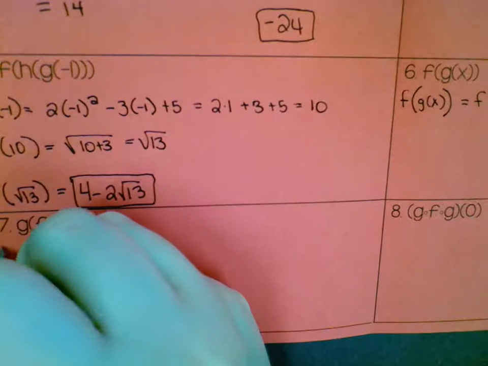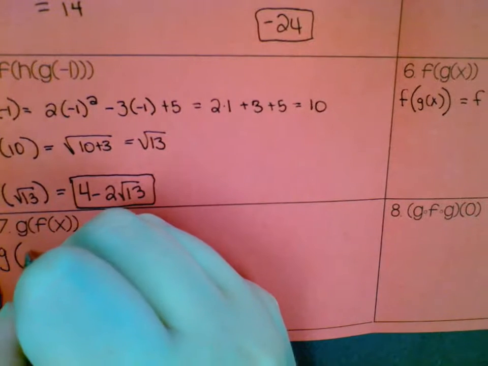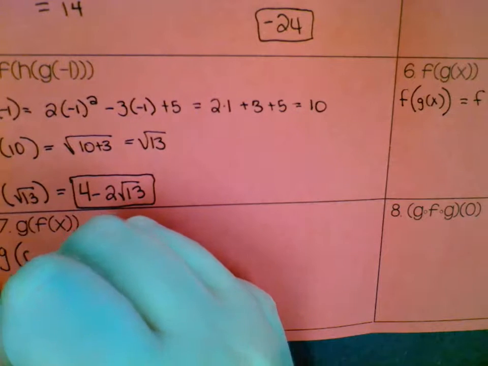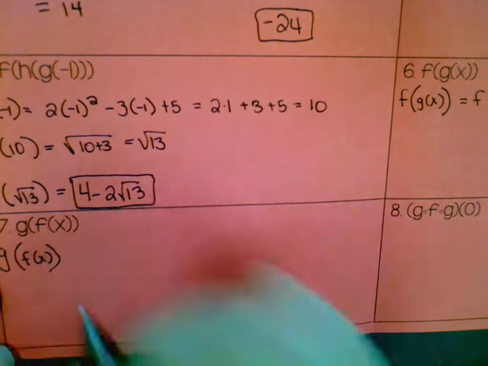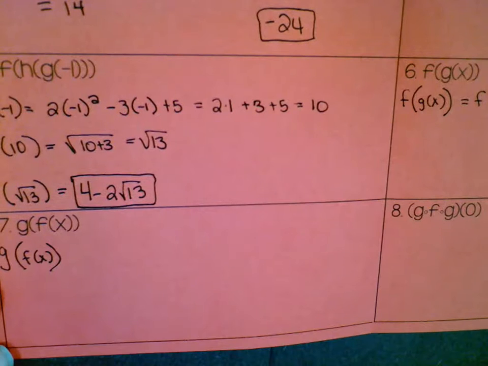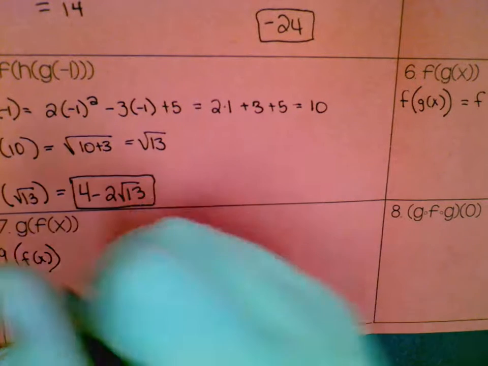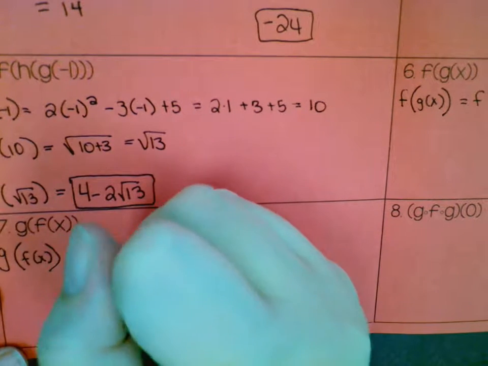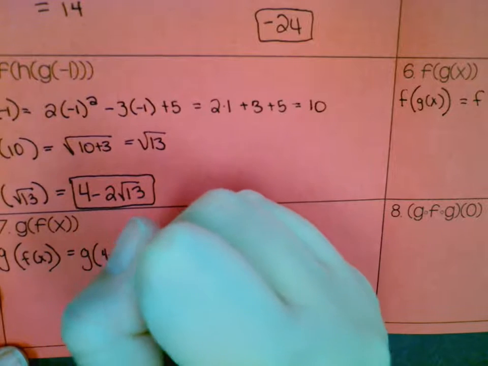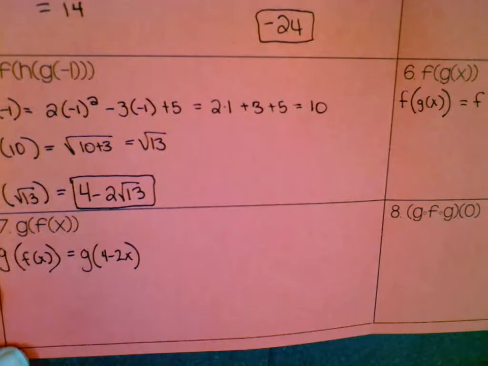Hope you said no. So it makes a big difference which one you plug in, the order that you're plugging in, and you can get completely different answers. So G of F of X means we're going to plug in 4 minus 2x into the equation G.